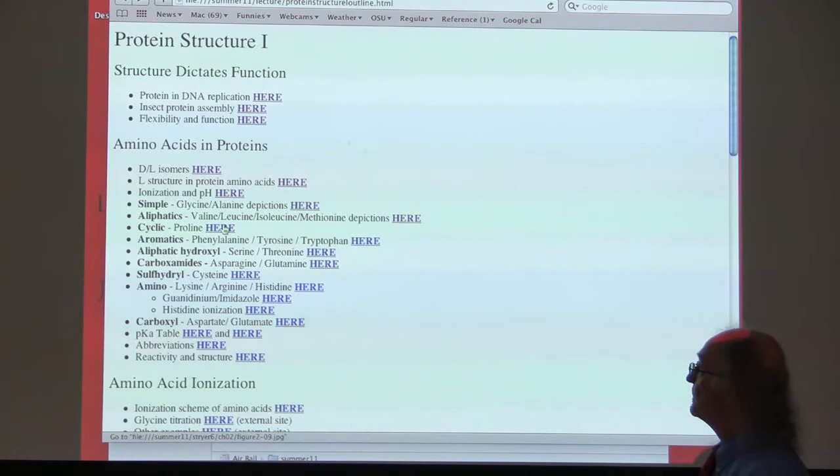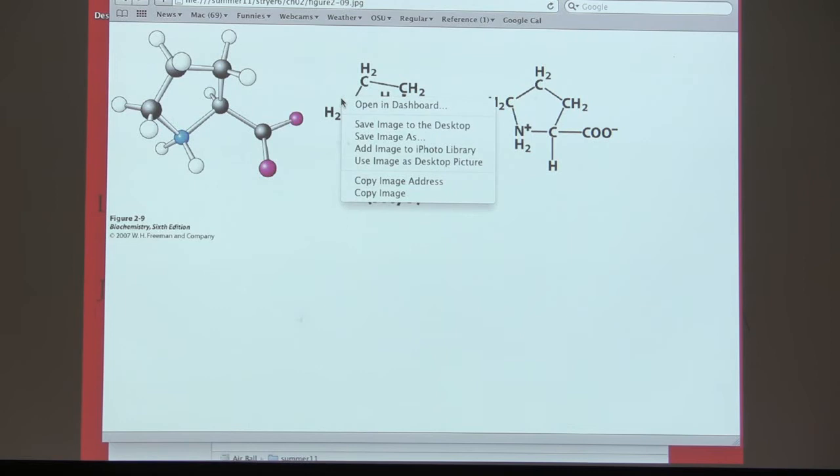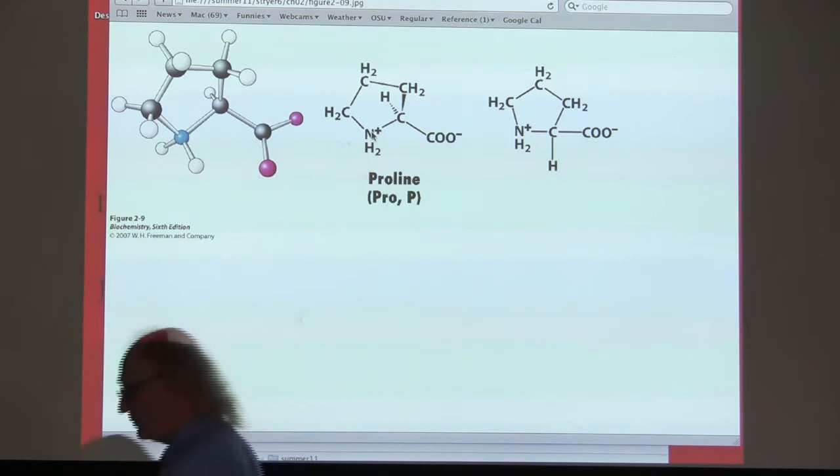It's the only one in its class. It's called proline, and proline is the only R group that comes around and reacts with the amine group. There's the alpha amine, and notice that the R group of proline has made a cyclic compound to come around and link with the alpha amine. The alpha amine can still ionize just like before. It now ionizes as NH2 instead of as NH3, but it's the same issue.